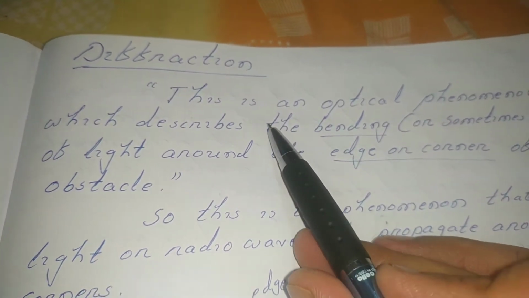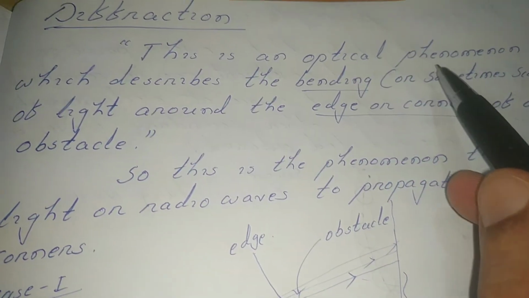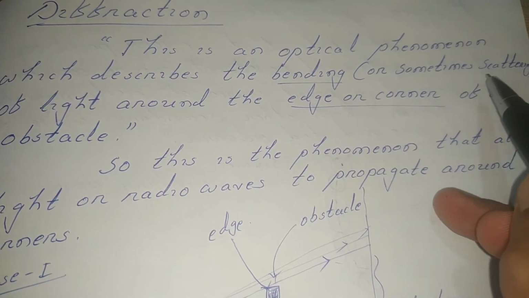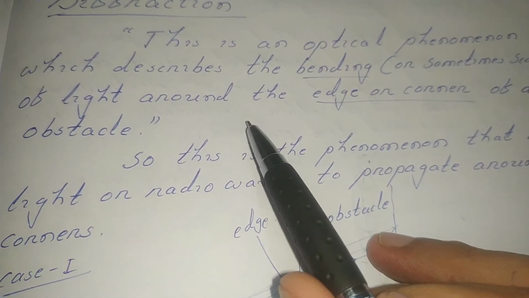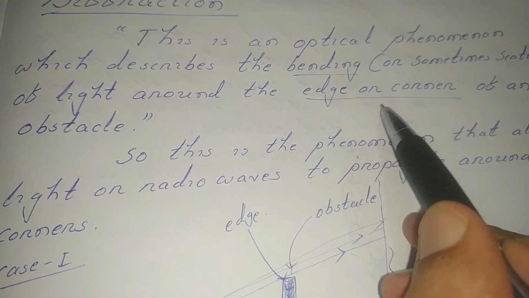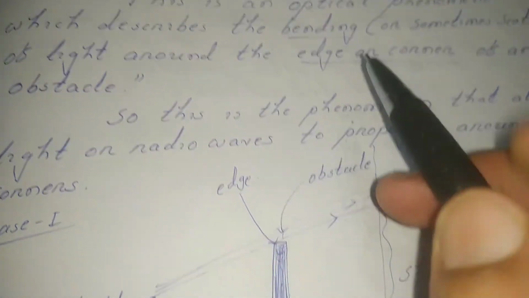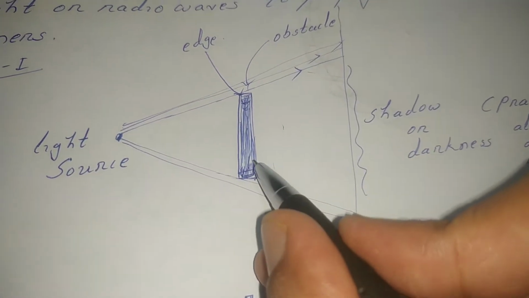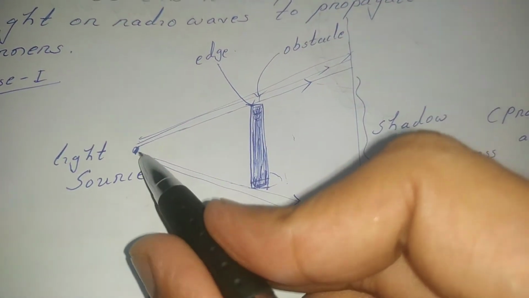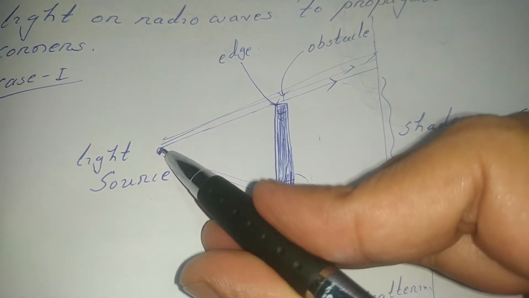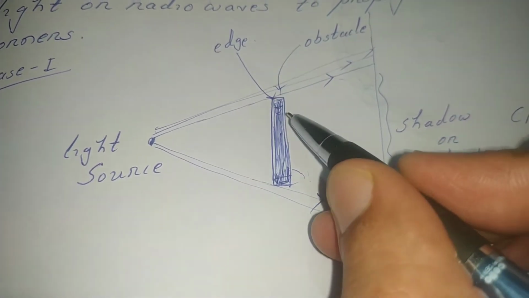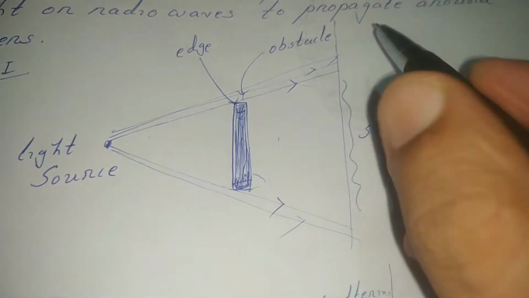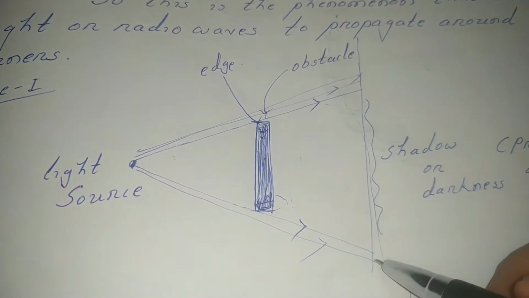Next we will go for another optical property, that is called diffraction. Diffraction is an optical phenomenon which describes the bending, or sometimes that is called scattering, of the light waves around the edge or corner of an obstacle. So see here, this one is one obstacle, and this point represents the light source from where the light is emitting. And as this one is an obstacle, so light ray cannot pass through this obstacle, and this line represents a screen.